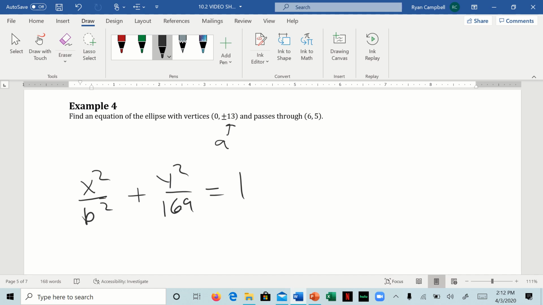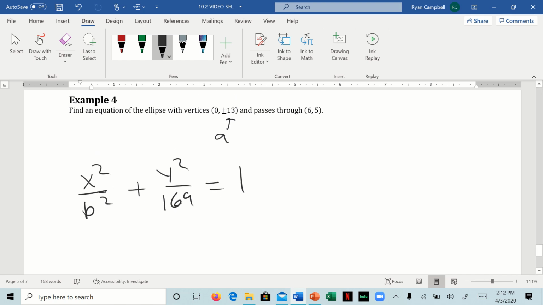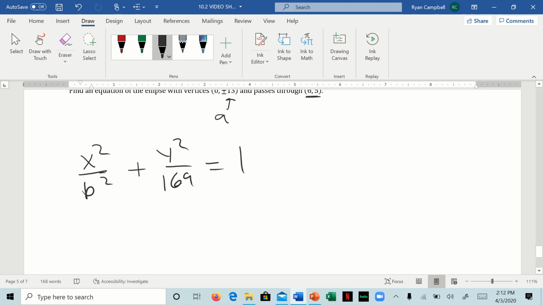Well, thinking about what b squared is, right? This time we don't have vertices, or we don't have any foci, we don't have the endpoints, we don't have anything like that. So instead what we could do is we could just plug this point in, right? Here's an x value, here's a y value. So we plug all that in, we'll be left with our b. So we get 6 squared over b squared plus 5 squared over 169 is 1.